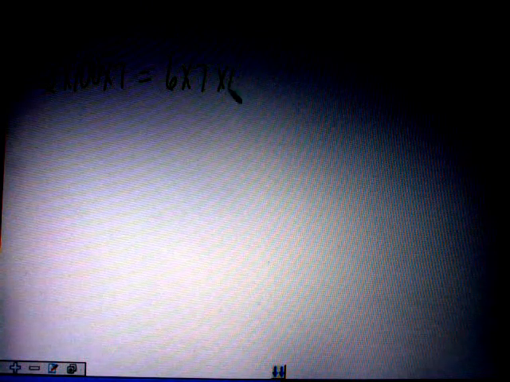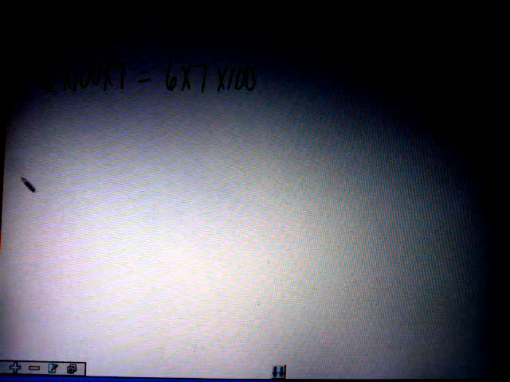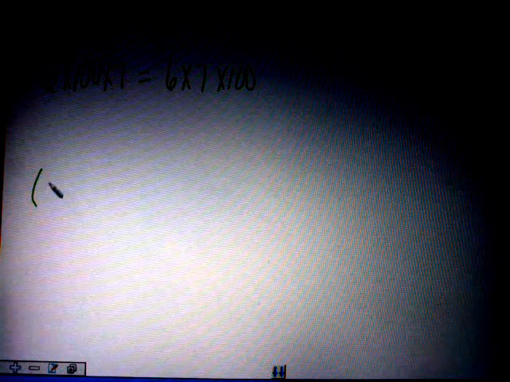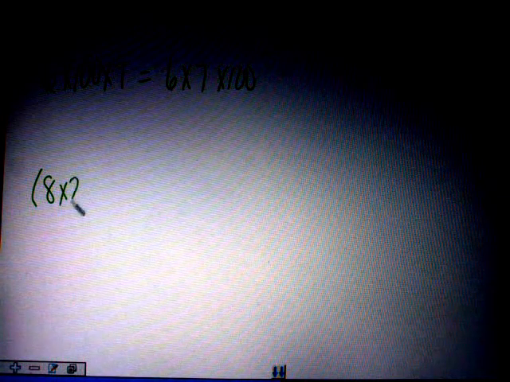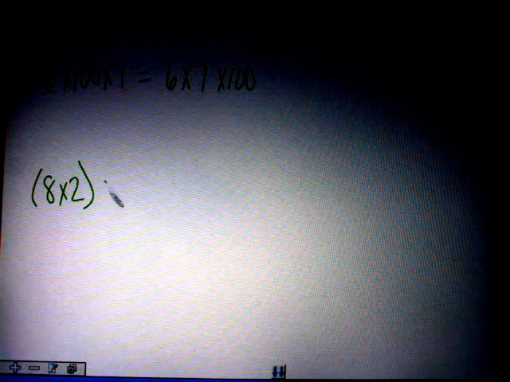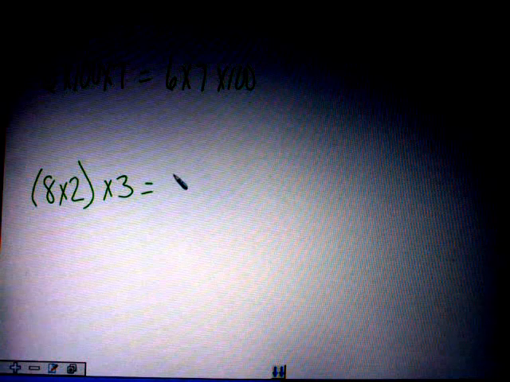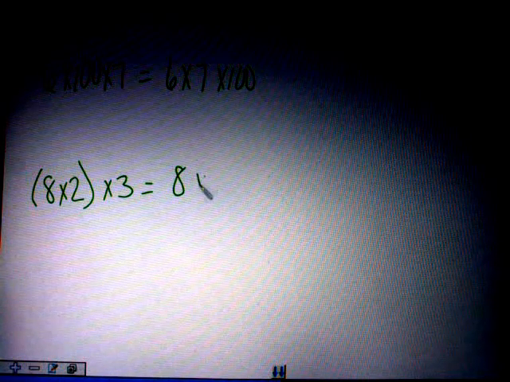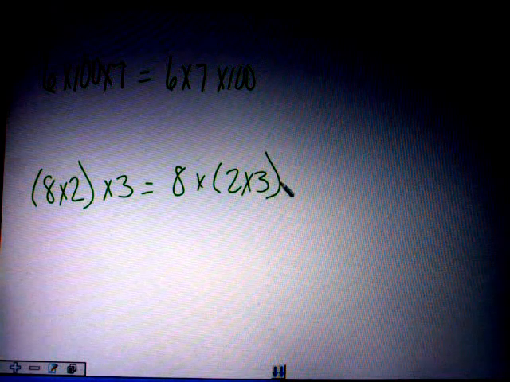So if I do 6 times 100 times 7, and I'm saying that that is the same as 6 times 7 times 100. What property is being listed here? And let's try this one too at the same time. While you're thinking on that, I'll write out the second one. So here I have 8 times 2 times 3. And I'm saying that is the same as 8 times 2 times 3.